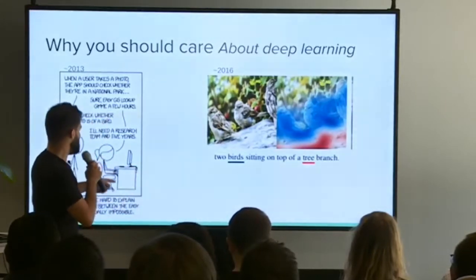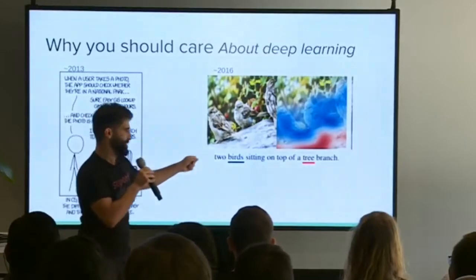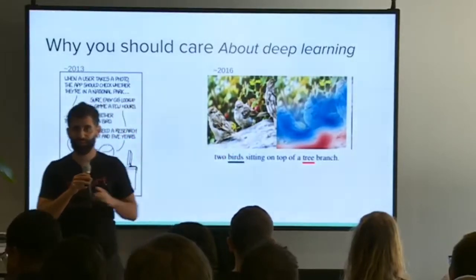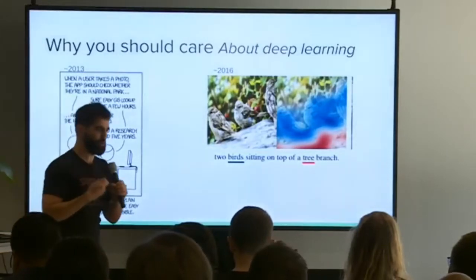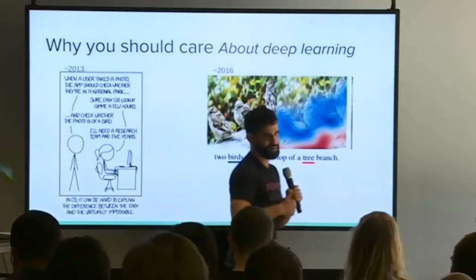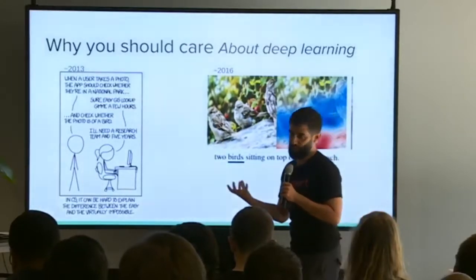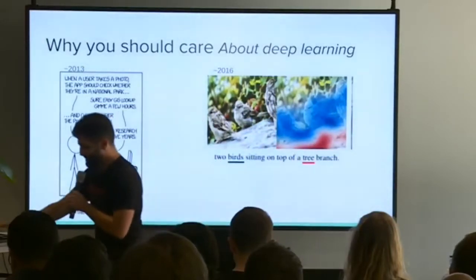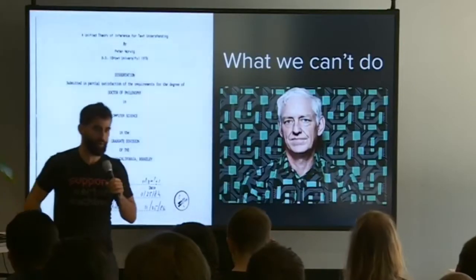So 3 years ago, recognizing a bird was impossible, and last year, we can do this and it's easy. You can download it on GitHub and it works. So I think that when things go from being absolutely impossible to absolutely trivial in 3 years, we should pay attention, because there's a lot we can probably do with this. Moving on, let's talk a bit about what we can't do.